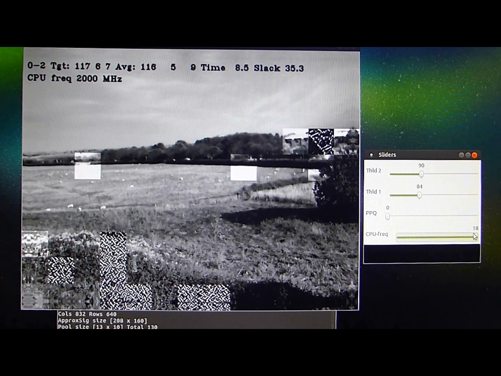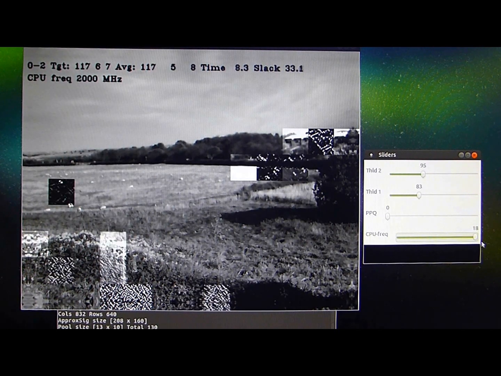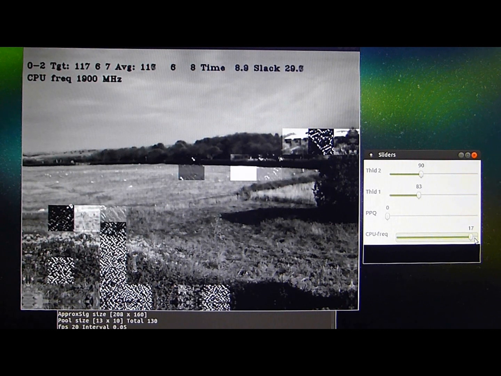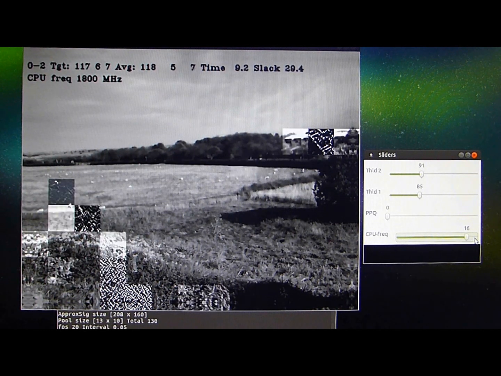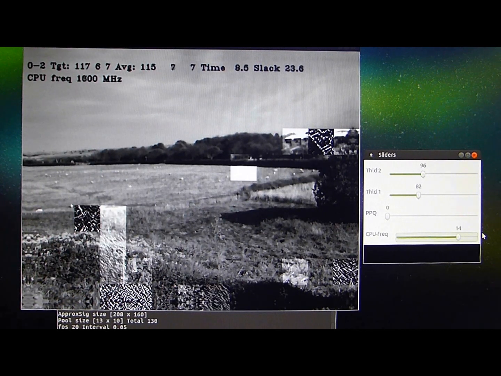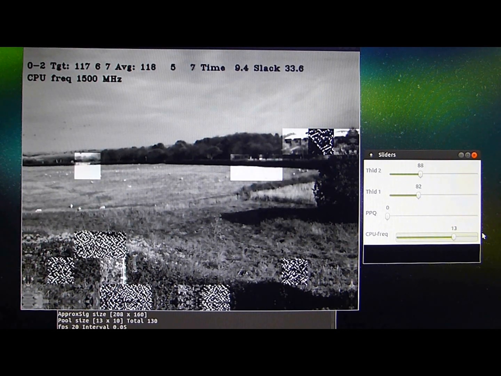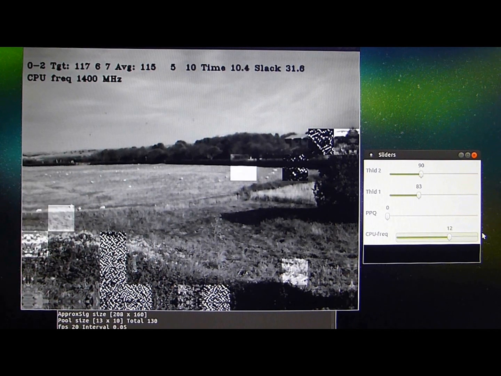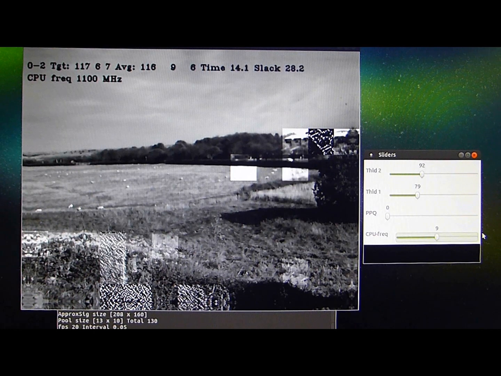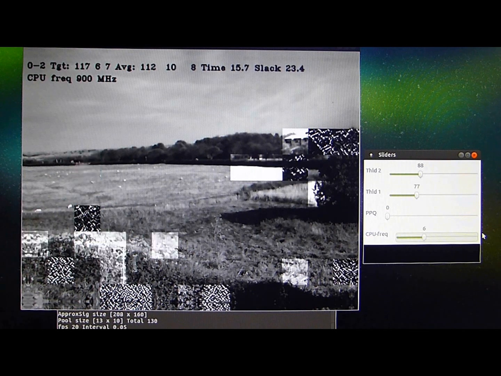So if I now start moving CPU frequency down, we have 18 selections, and you see up here we have 2 gigahertz on the processor, and as we bring this down, the main thing to notice is eventually the slack time will start moving down towards 10. When we get to about 10, that's about the limit as far as we go, because with Linux there are other things going on in the background, and it can go into dropping frames once you get around 10 milliseconds. So it's still doing quite well at the moment.